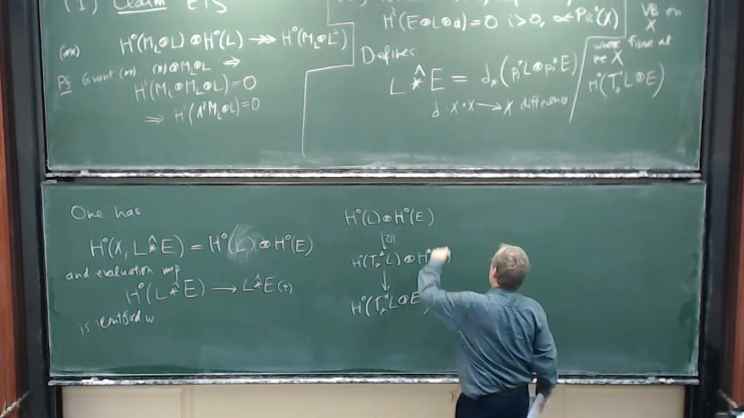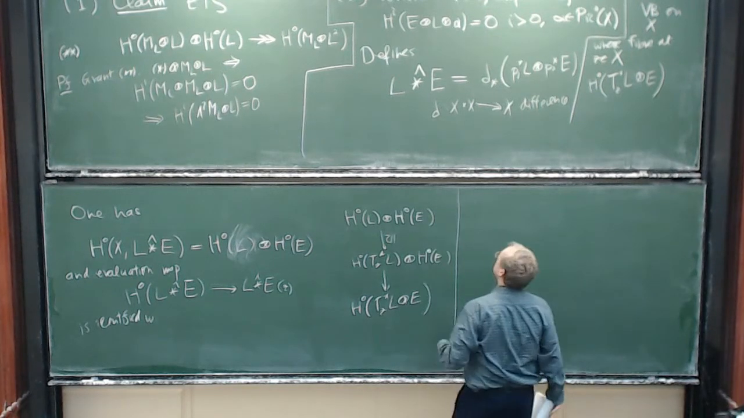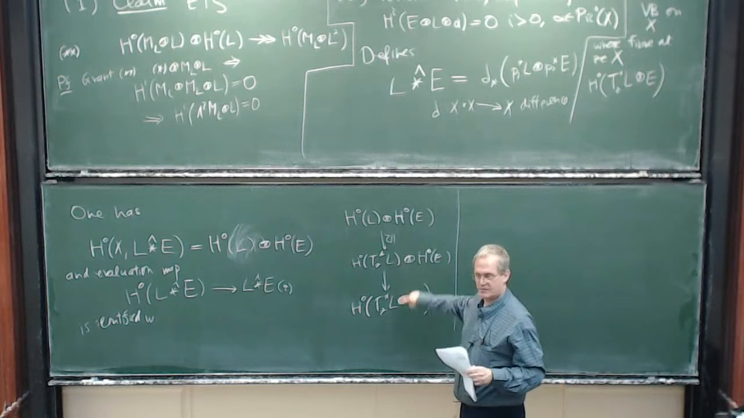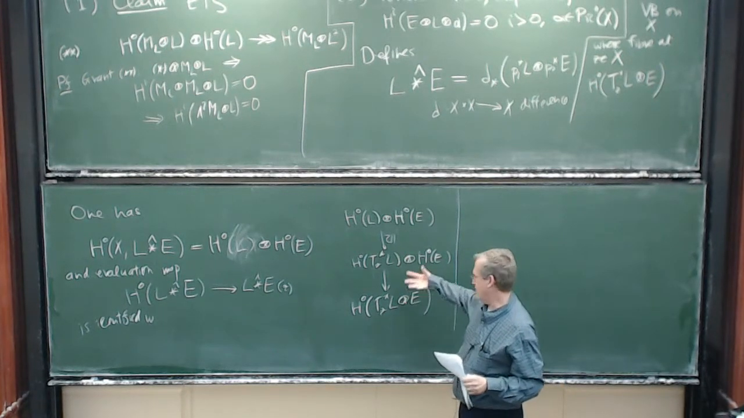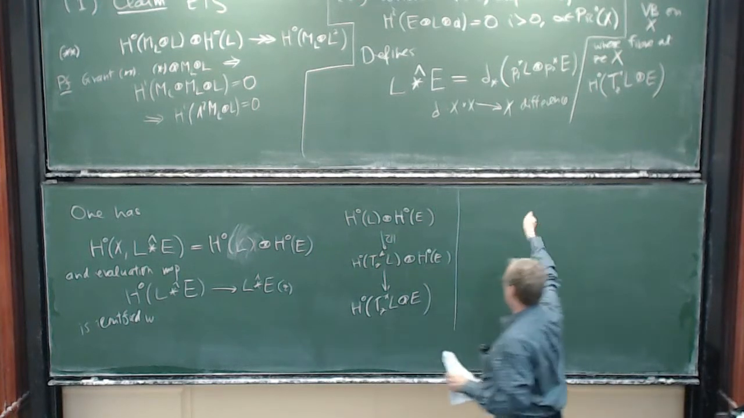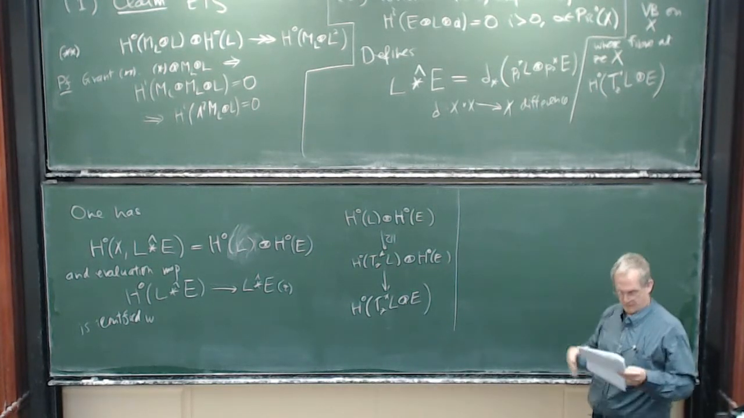Now remember, the question we're basically interested in is, when is this kind of map surjective? The point is that this is equivalent to this funny vector bundle being globally generated at a point.